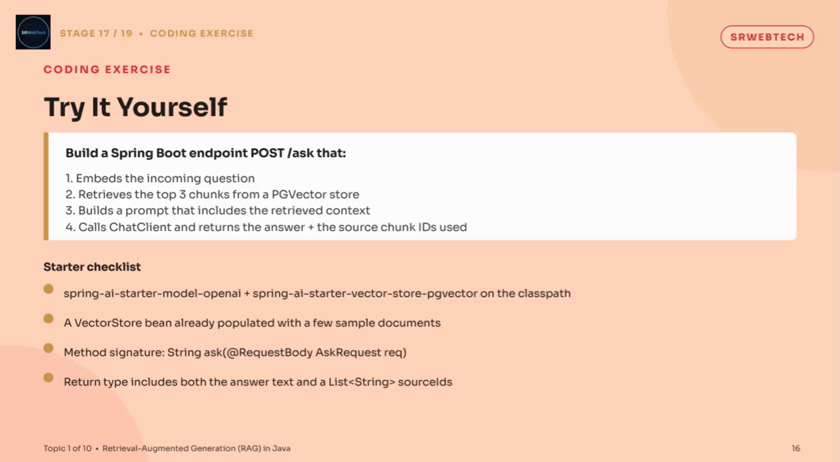Now, let's dive into Retrieval-Augmented Generation, or RAG, in Java. We're building a Spring Boot endpoint that takes a question, embeds it, and then retrieves the top 3 relevant document chunks from a VectorStore. Next, it crafts a prompt with this context, calls the ChatClient, and returns both the answer and the source IDs. This slide lays out the method signature, the key components on the class path, and the step-by-step checklist to guide our implementation. Let's get hands-on and try it out.